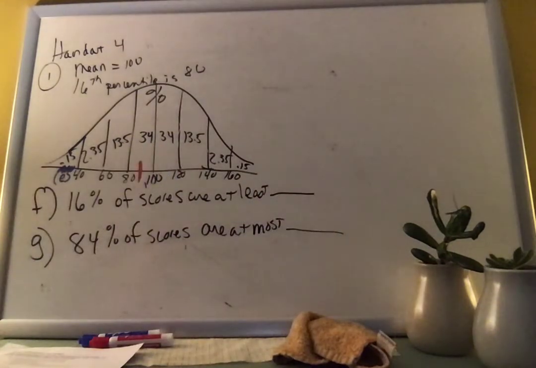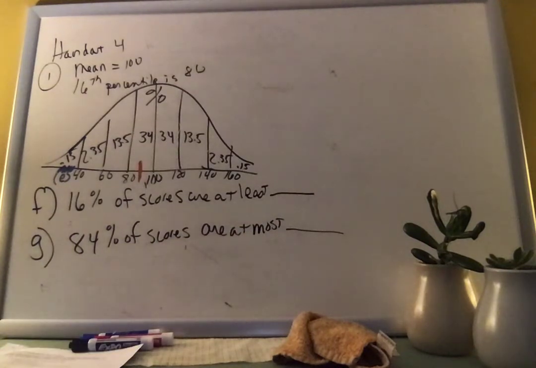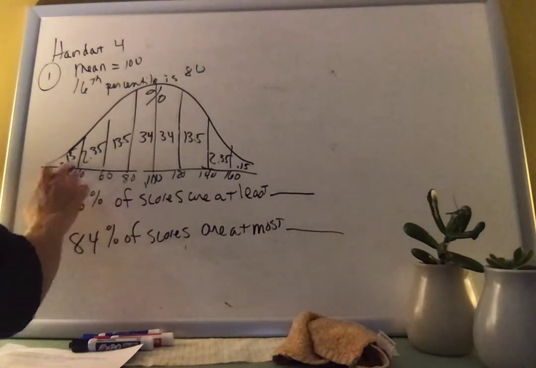Okay, so part F says 16% of scores are at least what? Part G says 84% of scores are at most what? So I really would like you to pause the video right now, answer those two questions, then unpause it. All right. Get rid of these from earlier.